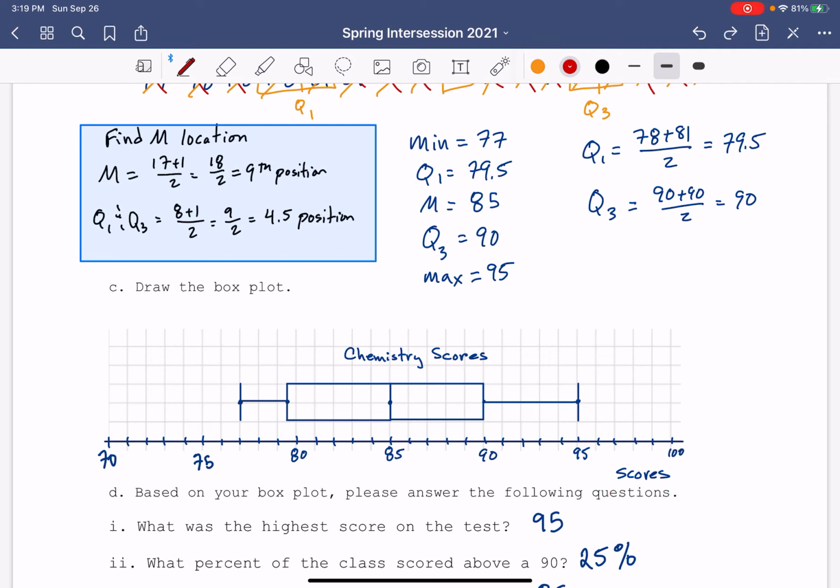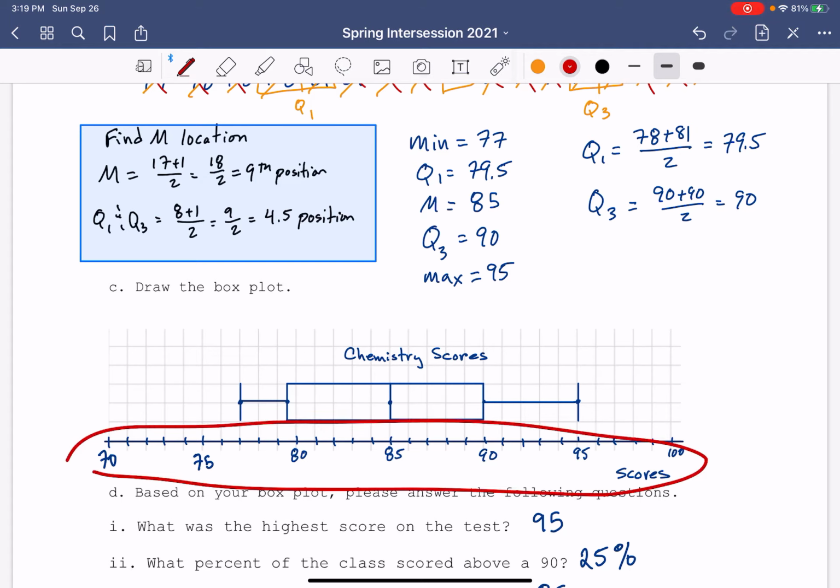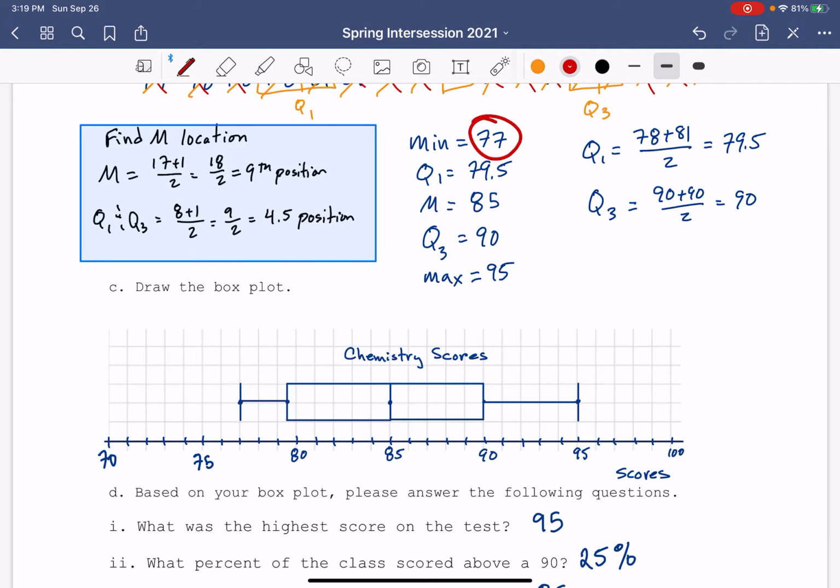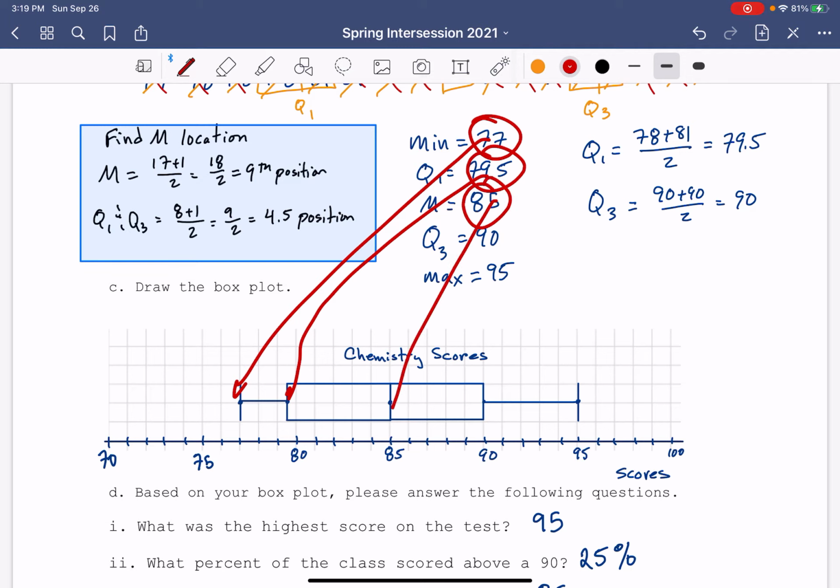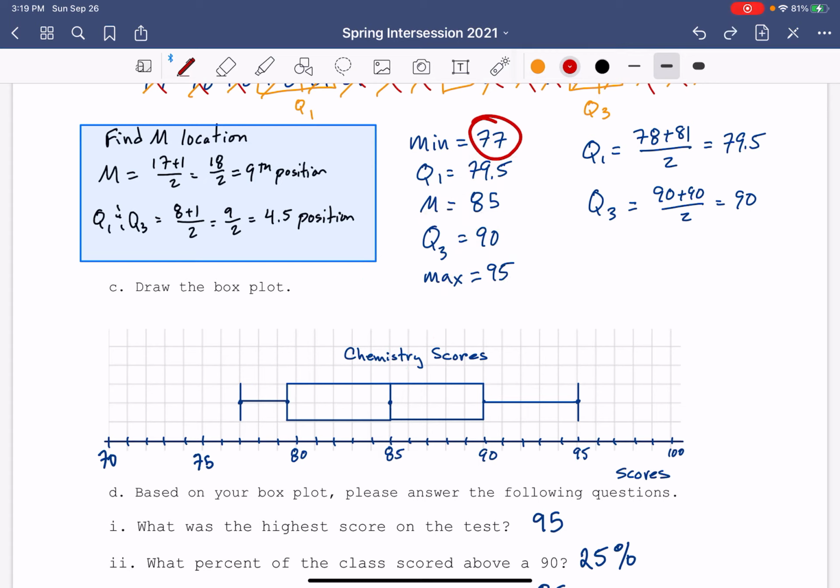And now that I have the number line all ready to go, what I did was I looked for 77, it's right here, 79.5, which is about there. 85 is right here. 90 is there. 95 is right there. And if you remember in the lecture, I put dots. You can see that the dots are here. Do I gotta put dots? No. You can put stick lines if you want. Okay. And then you can see the box and the whiskers.